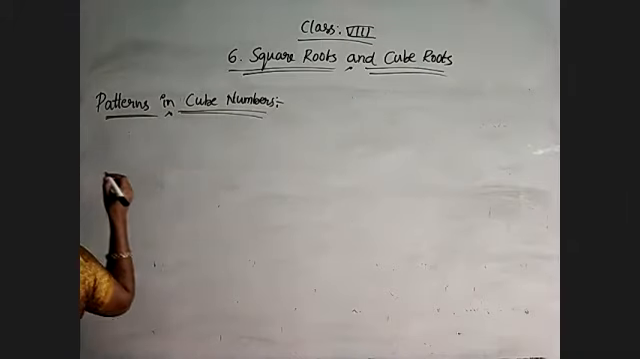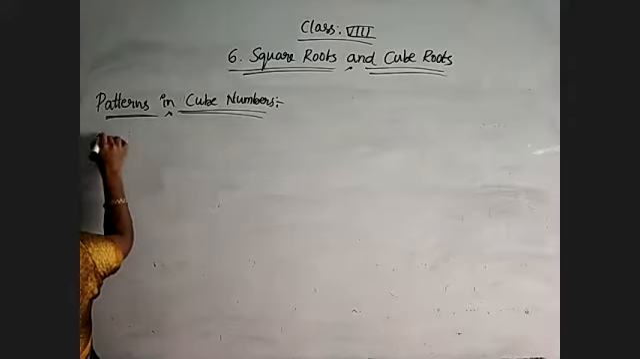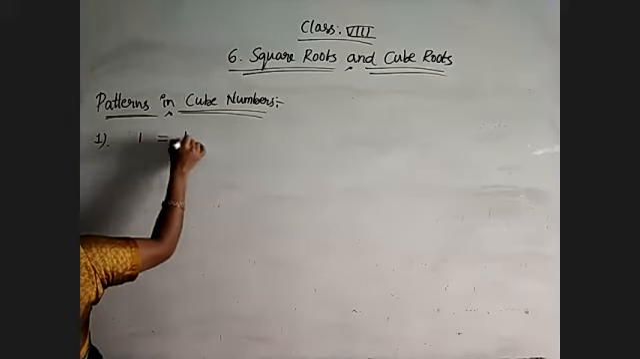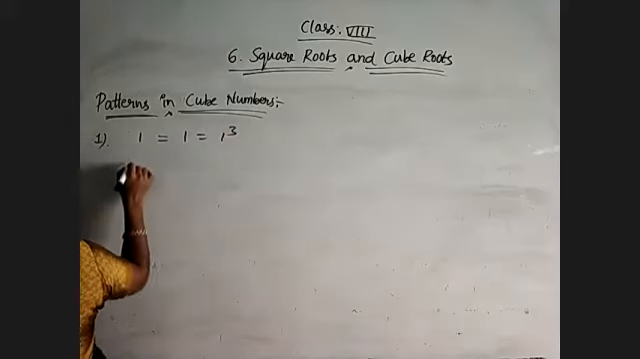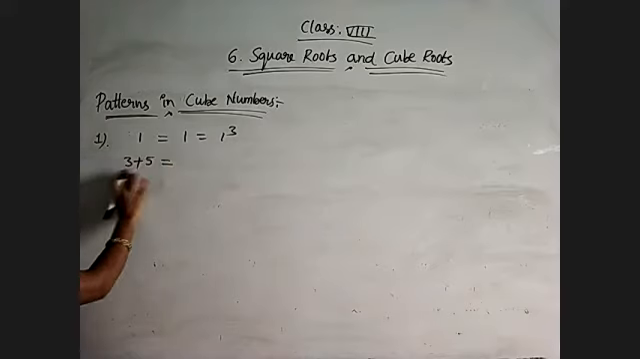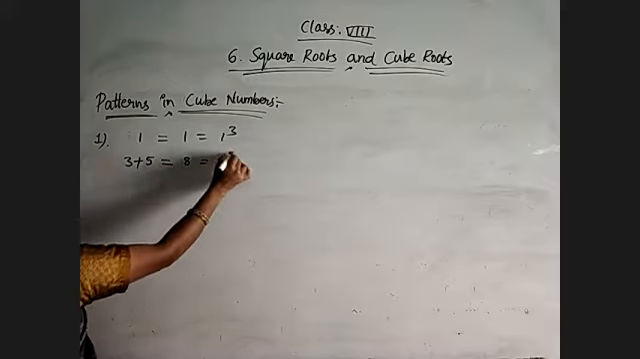So my first example is how I am adding the consecutive odd numbers and what I am getting. 1 is equal to 1, which is equal to 1 cube. Next, after 1, what is the odd number? 3. And after 3, 5. So 2 numbers are there. 3 plus 5 is 8. 8 is nothing but 2 cube.